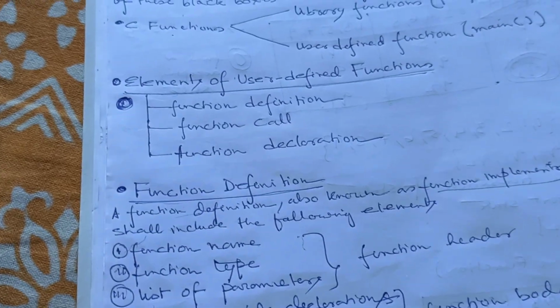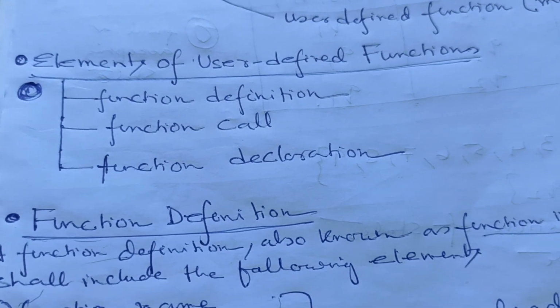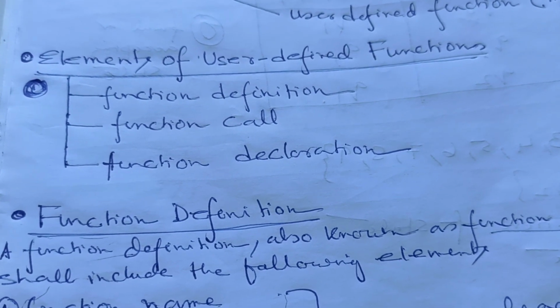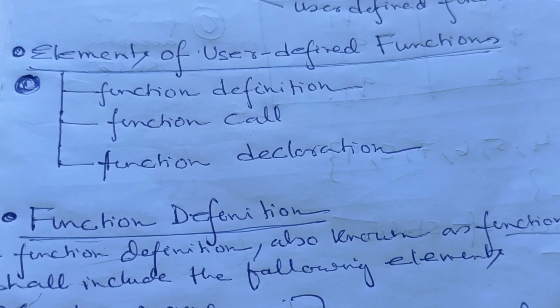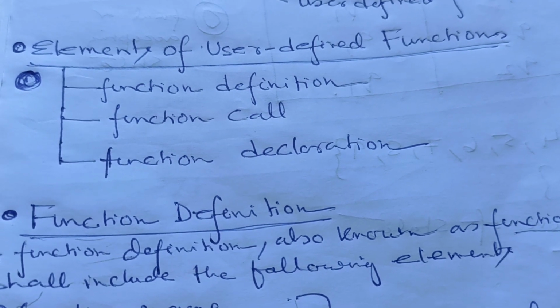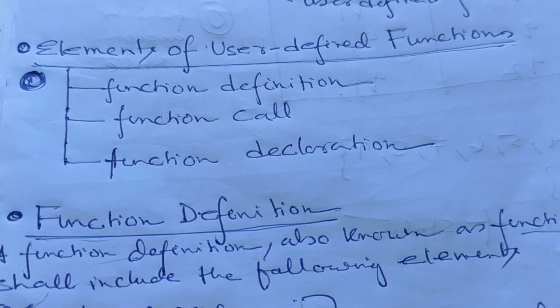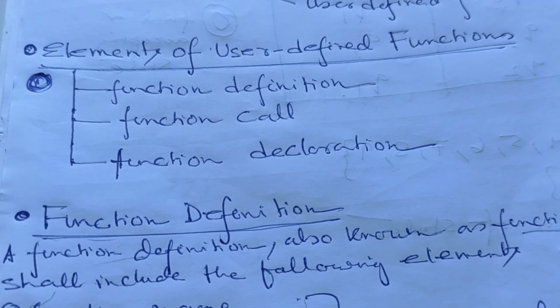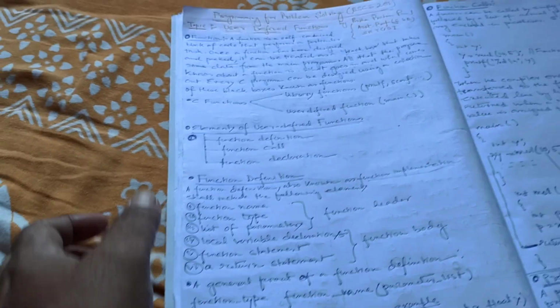Okay, the next topic, elements of a user defined function. What are the elements of a user defined function? First thing is function definition, that is the definition of the function. Next is function call, and the last one is function declaration. So these are the basic elements of a user defined function.